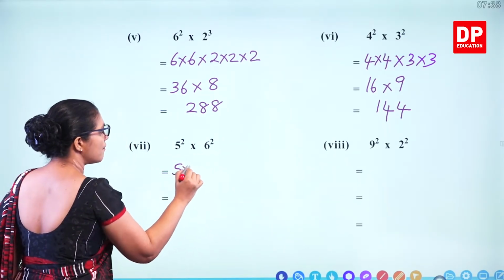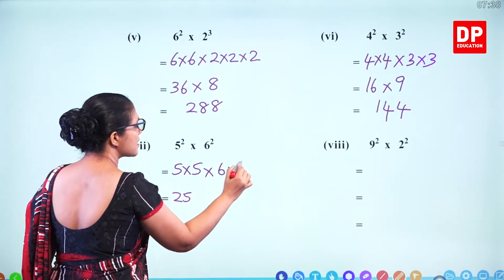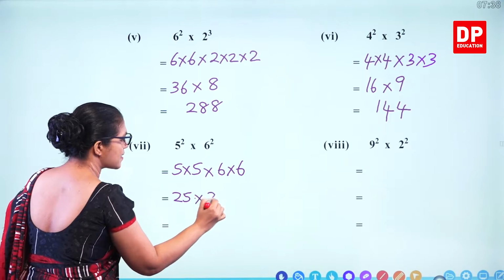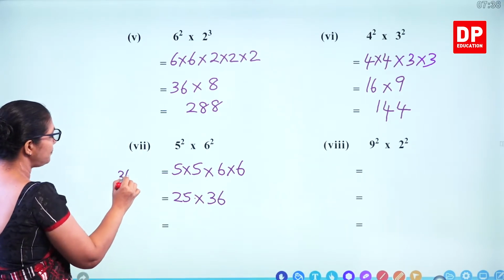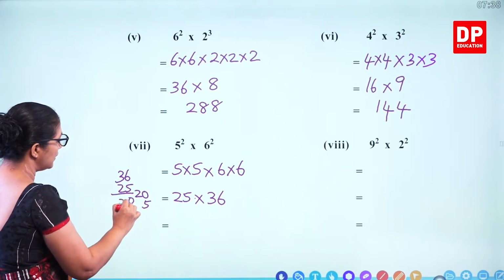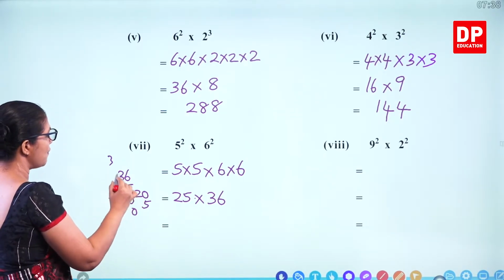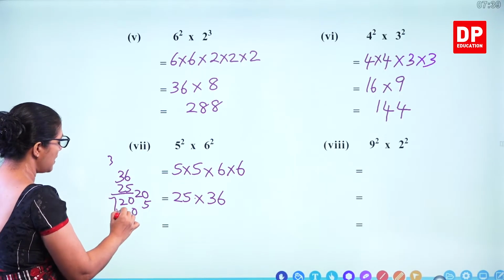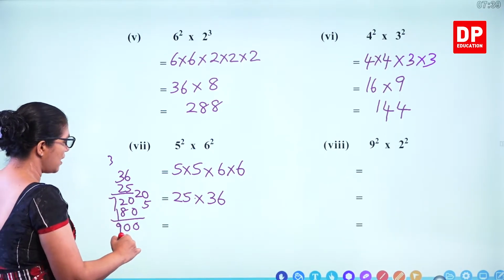5 squared, 5 into 5, that's 25. 6 into 6, 6 squared, that's 36. 36 into 25. 5 times 6, 30. 5 times 3, 15. Plus 3, 18. So when you add it, you get 900.